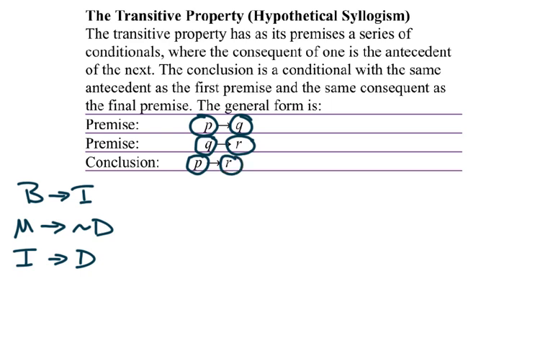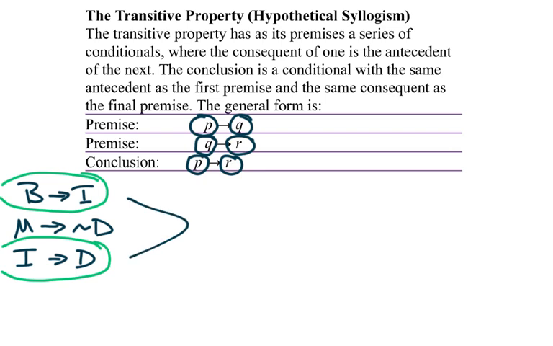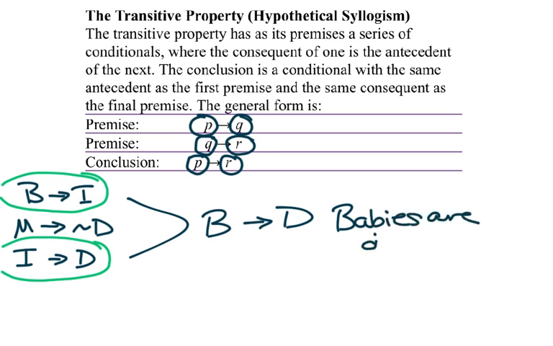So what we have here, looking at our first statement and our last statement, if B implies I and I implies D, we can conclude from these two that B implies D. In our problem, that means babies are despised.